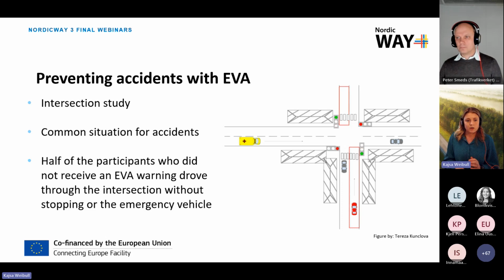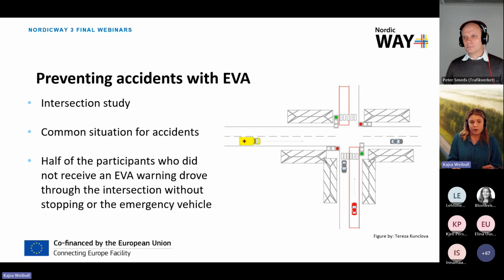So we performed one study where we gave half of the participants an early warning that they had to stop before the intersection, and half of them did not. For the participants who received the warning, all of them stopped before the intersection. In the case of the drivers who did not get the warning, half of them did stop, but half of them did not. So they would drive into the intersection, and the emergency vehicle, the ambulance in this case, really had to hit the brakes to avoid collision.